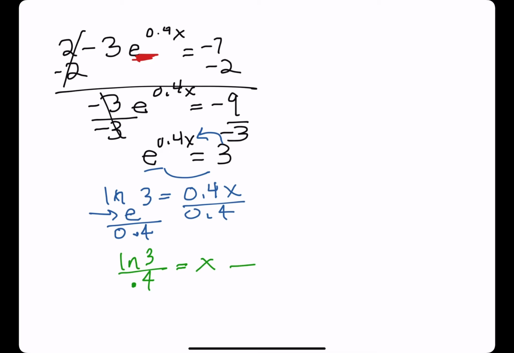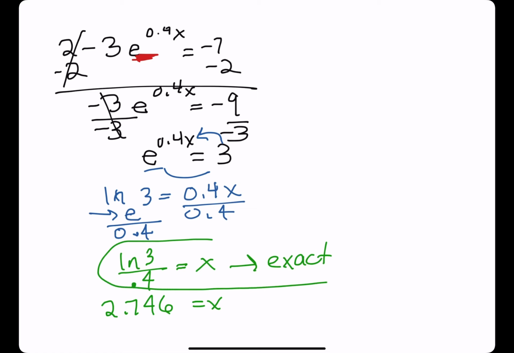Now, this is what we call the exact answer. If you're asked for a decimal approximation, it's 2.746 in your calculator. On your exam, you'll be asked for exact answers. Okay. So there's an example of one where you have to convert to logarithms.